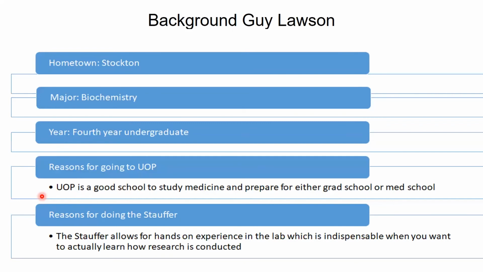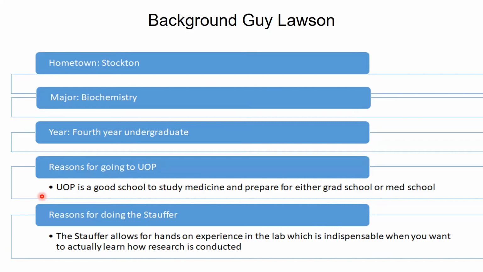And hello again, my name is Guy Lawson. My hometown is Stockton, my major is biochemistry, and I'm a fourth year at UOP. The main reason I came to UOP was because, first of all, it's pretty familiar, so that's nice. And not only that, it's a great place to study medicine. The reason I wanted to do the Stauffer was because it gives you an insight into how a lab is actually conducted, rather than just far-away experience from a book.